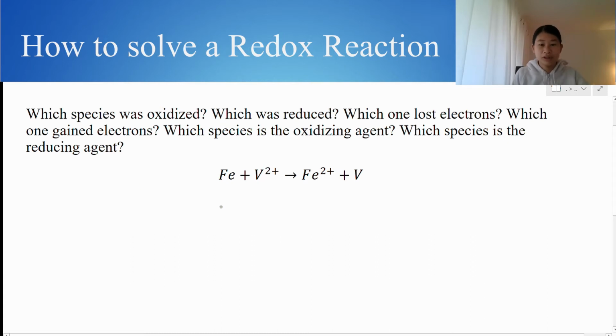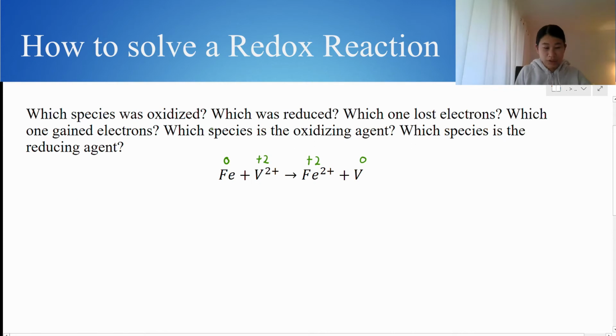So a good thing to do at this point is to see our oxidation numbers. So for this iron, we have a 0 oxidation number. For this vanadium, we have a +2 oxidation number, and for this iron, we have a +2 oxidation number, and for this vanadium, we have 0. So you can tell by the charges, right? And when an element is standing alone, you know that its oxidation number is going to be 0.